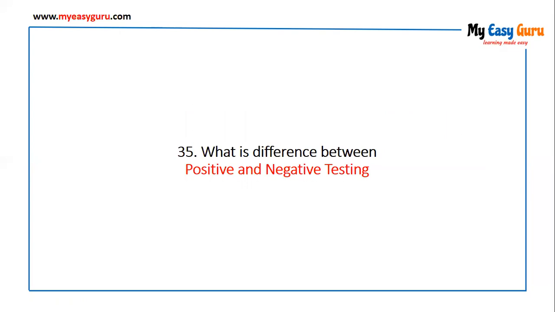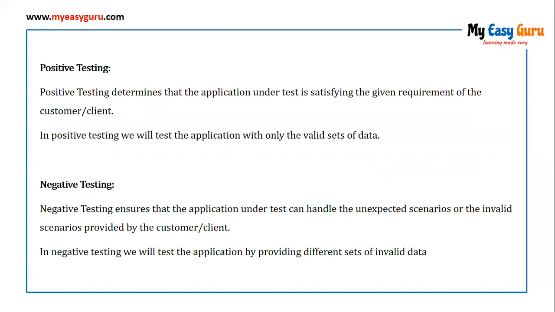Let's see the next question. What is the difference between positive and negative testing? Positive testing determines that the application under test is satisfying the given requirements of the customer or client. In positive testing, we will test the application with only valid sets of data. Negative testing ensures that the application under test can handle the unexpected or invalid scenarios provided by the customer or client. In negative testing, we will test the application by providing different sets of invalid data.